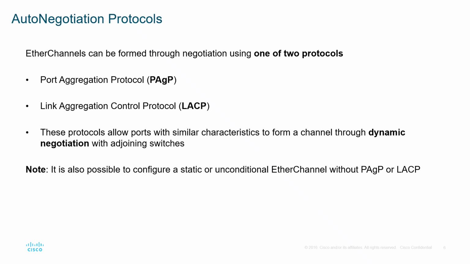EtherChannels can be formed through negotiation using one of two different protocols: Port Aggregation Protocol, or PAgP, which is Cisco proprietary, or Link Aggregation Control Protocol, LACP. These protocols allow ports with similar characteristics to form that channel through dynamic negotiation with adjoining switches. It is also possible to configure a static or unconditional EtherChannel without the use of PAgP or LACP.